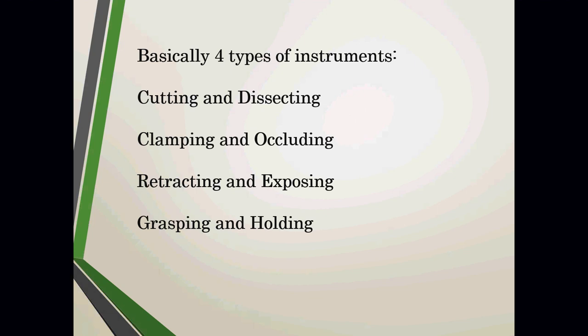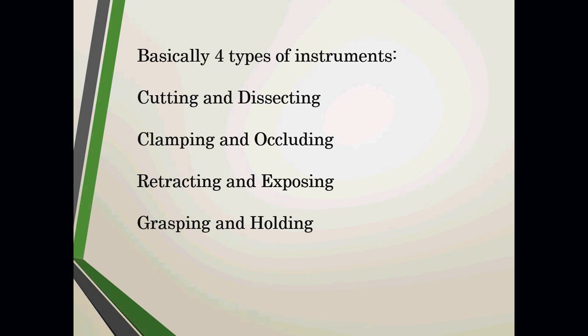So basically, there are four types of instruments. Cutting and dissecting: just what it sounds like, cutting through skin, tissue, and suture material and other assorted materials. Clamping and occluding: these are used to close off or compress blood flow.